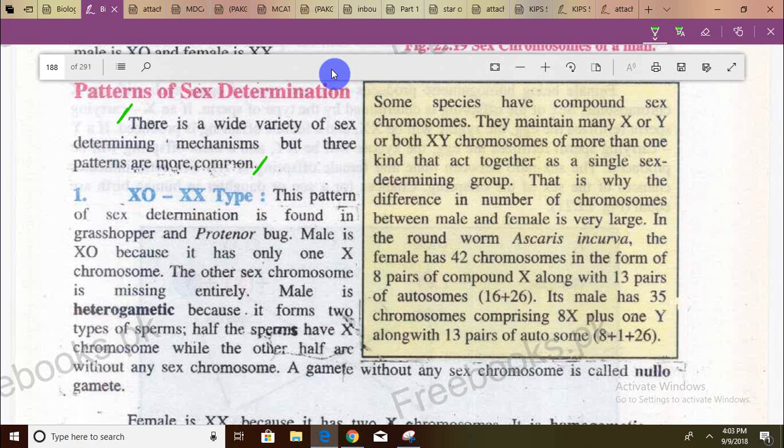So examples: the grasshopper and the protein or bug. I really like this, protein or bug. Sounds so cool.